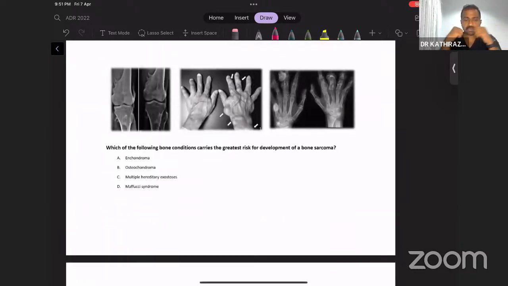Now, what is this question? Try to answer another bone tumor question. Why several bone tumor questions? Because invariably there will be one fracture question, one bone tumor question. I'm expecting either one reactive, like compressive neuropathy, or osteomyelitis related questions. These are all common, standard. Among these options, which has the greatest risk for developing a bone sarcoma?